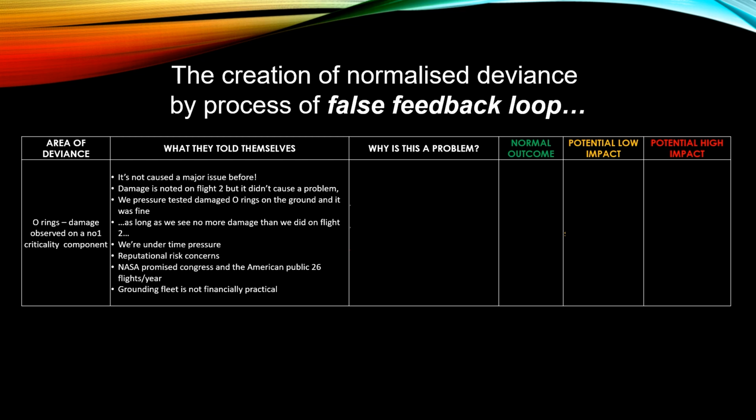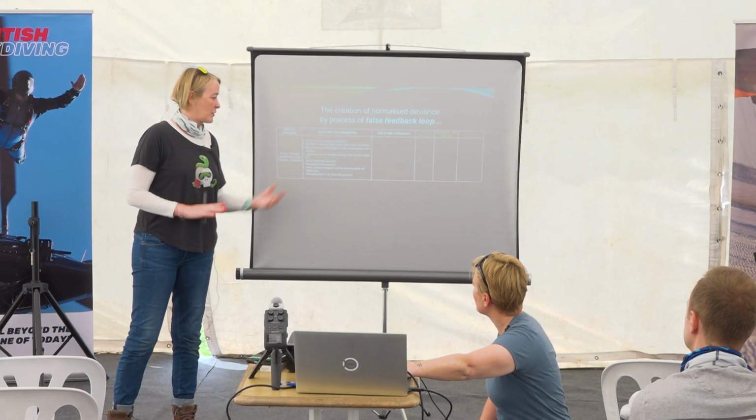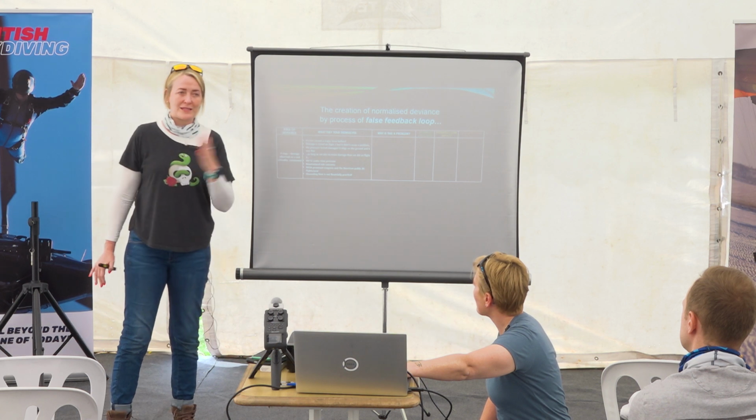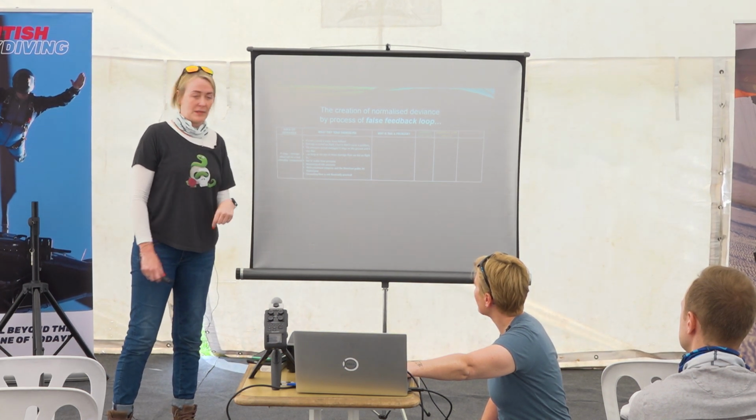So what they told themselves, it's not caused a major issue before. This is when they first saw damage on an O-ring. Damage is noted on Flight 2, but it didn't cause a problem. We pressure tested damaged O-rings on the ground, and it was fine. As long as we see no more damage than we did on Flight 2, it's all right. They were under time pressure. They had reputational risk concerns. NASA had promised Congress and the American public 26 flights a year, and grounding the fleet was not financially practical.